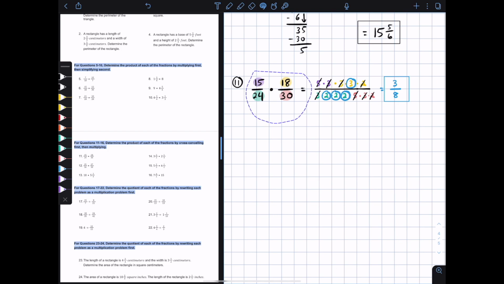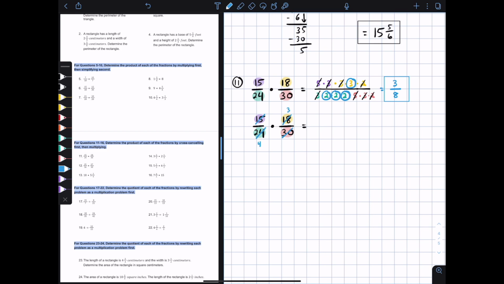Showing you this problem again, but by cross-canceling from the original numbers and not using prime factorizations, what you can do is pick two numbers, top and bottom, that have a common factor. So if I was looking at 18 and 24, you can divide them both by 6. If we divide 18 by 6, we would get 3. And if we divided 24 by 6, we would get 4. Similarly, we could say 15 and 30. You can divide them both by 15.